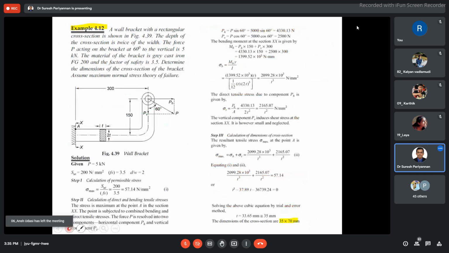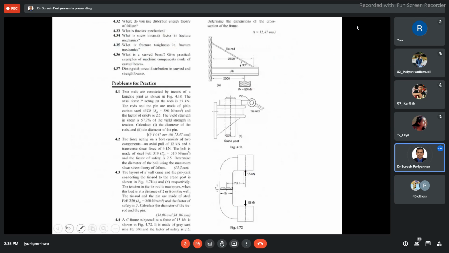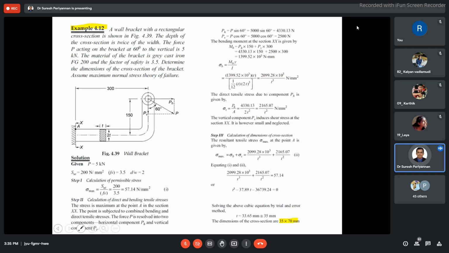Okay, now I come to the next problem. See here, the wall bracket with the rectangular cross section is shown in the figure. The depth of the cross section is 2t, twice the width. This is the width of the bracket. The force P acting on the bracket is at a 60-degree angle to the vertical. The force P is 5 kilonewton.